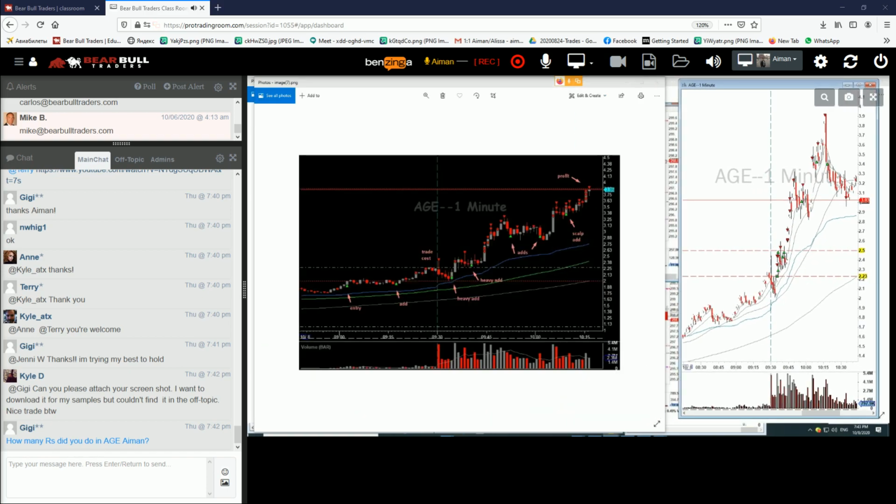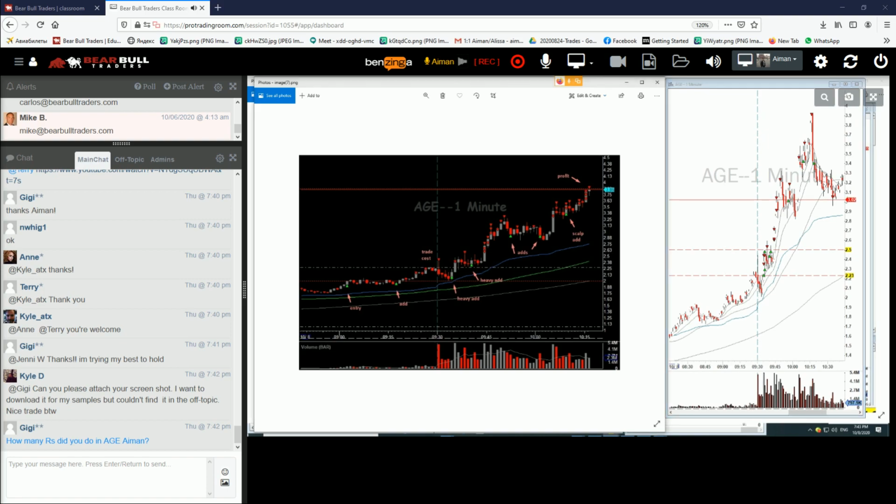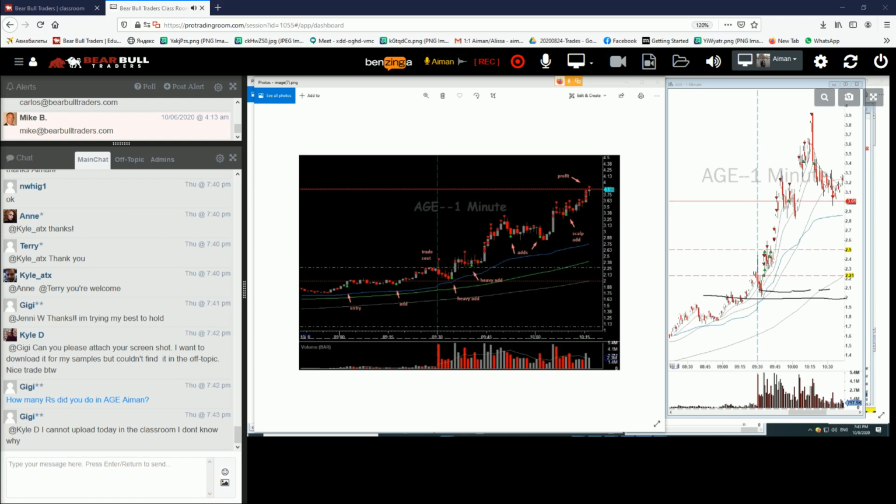So same setup, but the execution here was definitely way better because his entry and his average was at $2 at the beginning. So with his adds, he could maintain having a low average and get the full move. For me, my entry was a little bit late, and I didn't get the best adds.